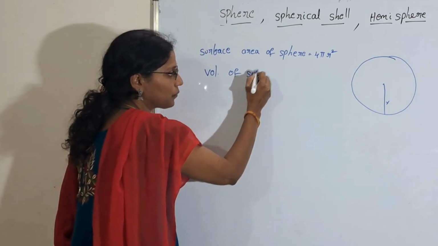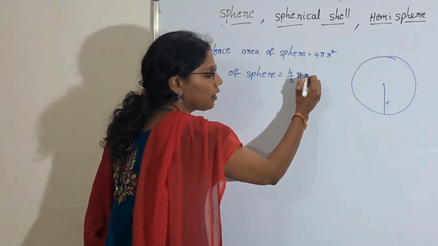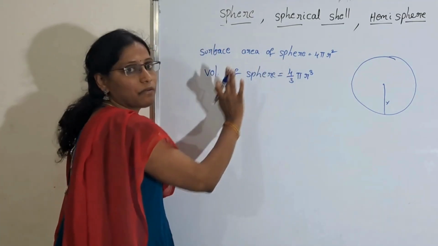Next, volume of the sphere. Volume of sphere is equal to 4 by 3 pi r cube. These are the sphere formulas.